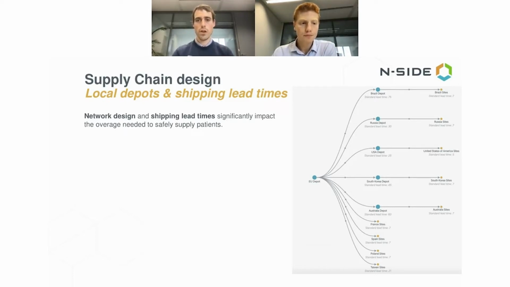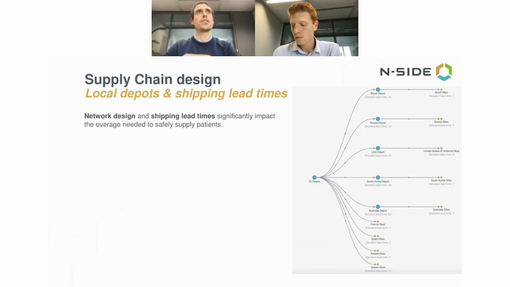How many local depots do you have? What are the shipping lead times? How often will you pack? Will you source? And here, in this example, on the right side of the screen, what you can see is a screenshot from our optimization software. The blue dots represent depots. So we have a central depot in Europe. Then we have a couple of local depots in Brazil, Russia, and so on. And then the orange dots represent the sites. And right below, you can see the shipping lead times to reach those different locations.